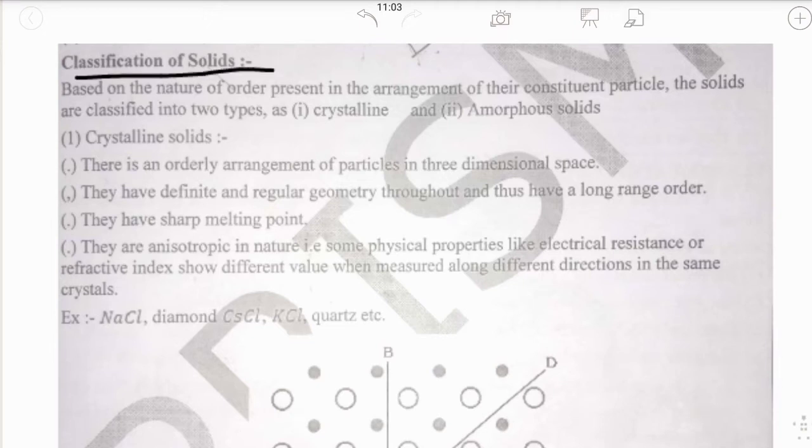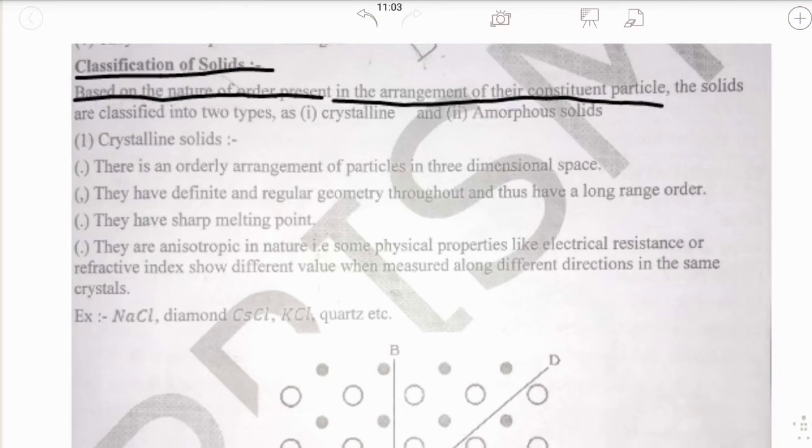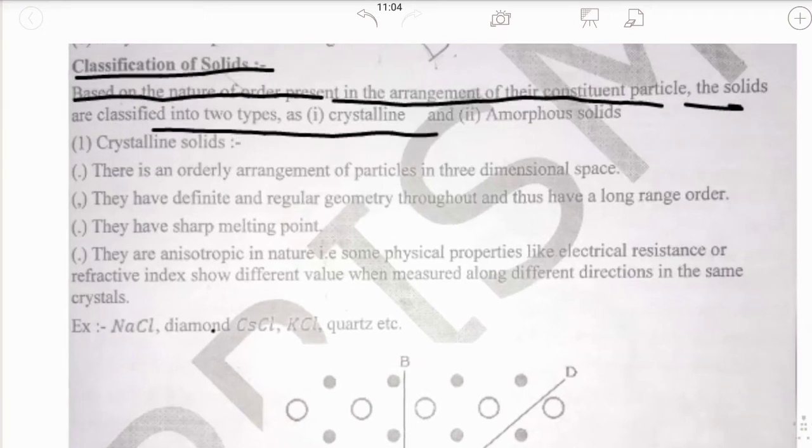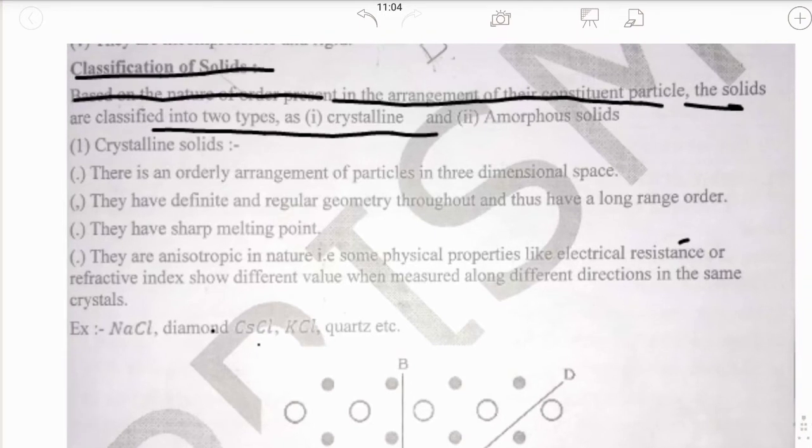Solids can be classified as crystalline or amorphous on the basis of the nature of order present in the arrangement of their constituent particles. Based on the nature of order present in the arrangement of their constituent particles, the solids can be classified into two types: crystalline solids and amorphous solids.